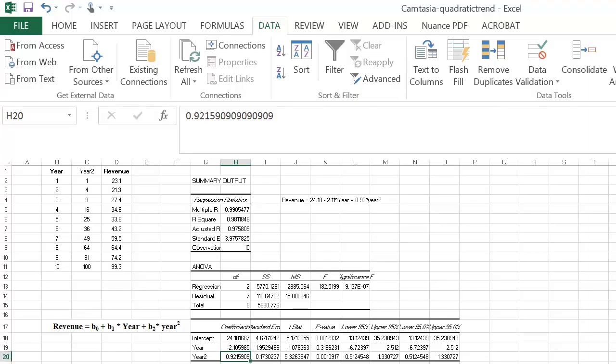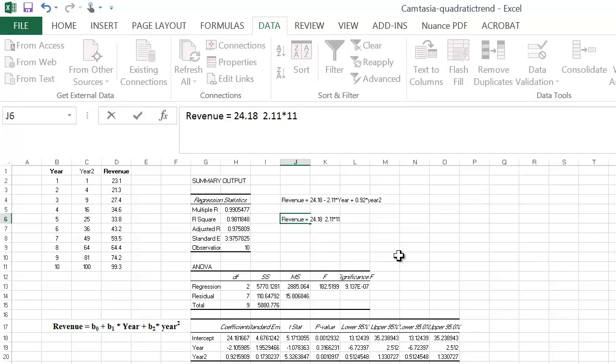So if I had to predict the revenues for year 11, I would have revenue equal to 24.18 plus, once again, minus 2.11 times 11 plus 0.92 times 11 squared. So whatever this value comes to, that would be my prediction for revenue.